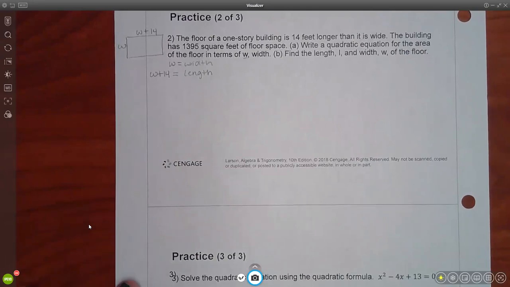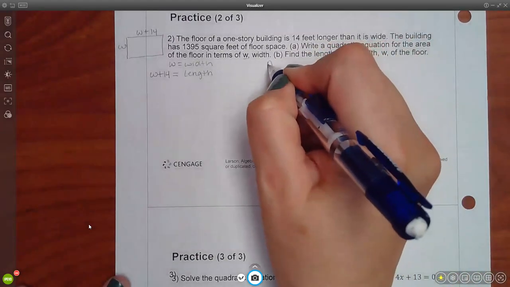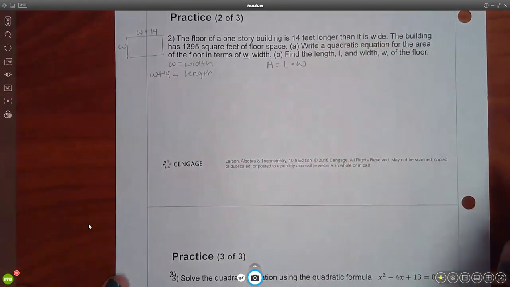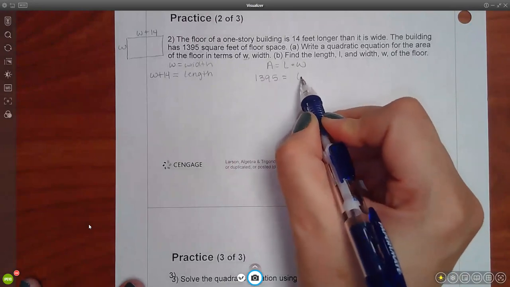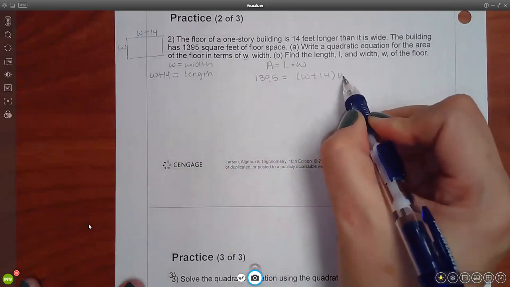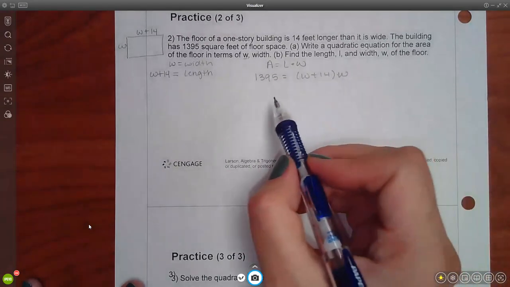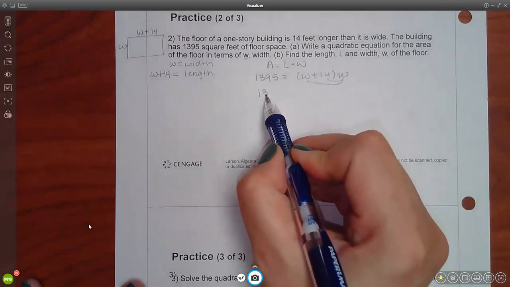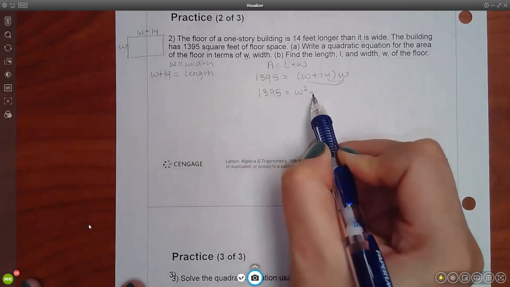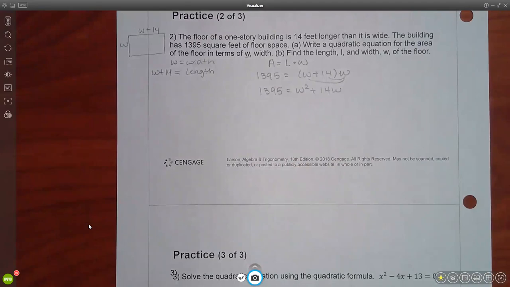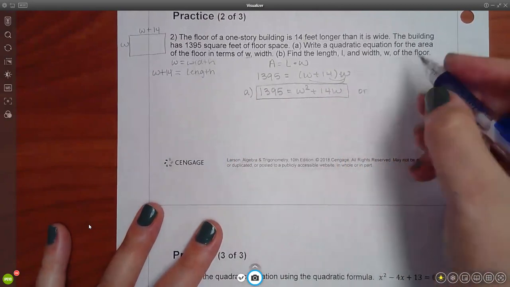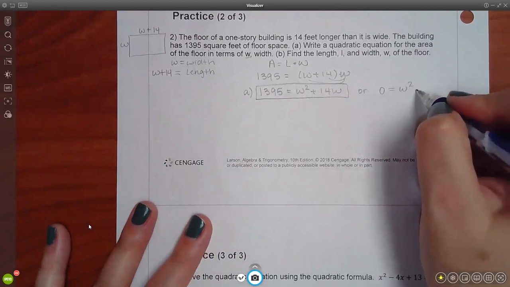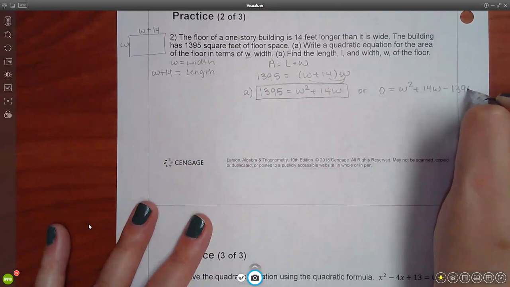Okay. Now once we write the quadratic equation, remember I know that the area equals the length times the width, right? Those are rectangles. And I know the area, that's 1395. I know the length, that's W plus 14, and the width is W. The only thing I need to do is distribute that W, and I have a quadratic equation. Now it's not in its general form, like I need it to be to solve this thing, but that is a quadratic equation. So the computer will take this as your quadratic equation for part A, or if you go one step further and subtract that 1395 on both sides, it will also take this as the answer for part A.